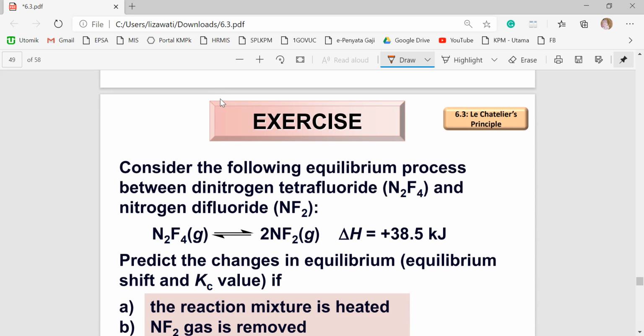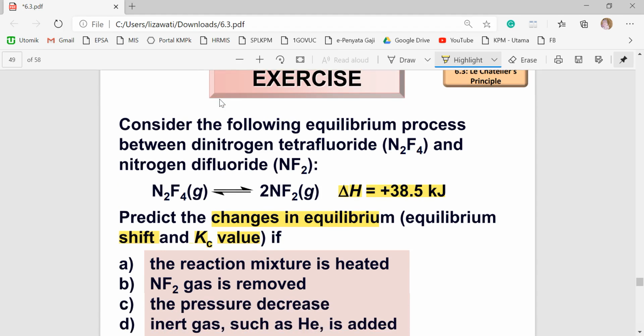Okay, we take a look at this exercise. Consider the following equilibrium process between dinitrogen tetrafluoride and nitrogen difluoride. Given to you here, we highlight that delta H is a positive value. Predict the changes in equilibrium, which refers to the direction of the shift, and the value of Kc.